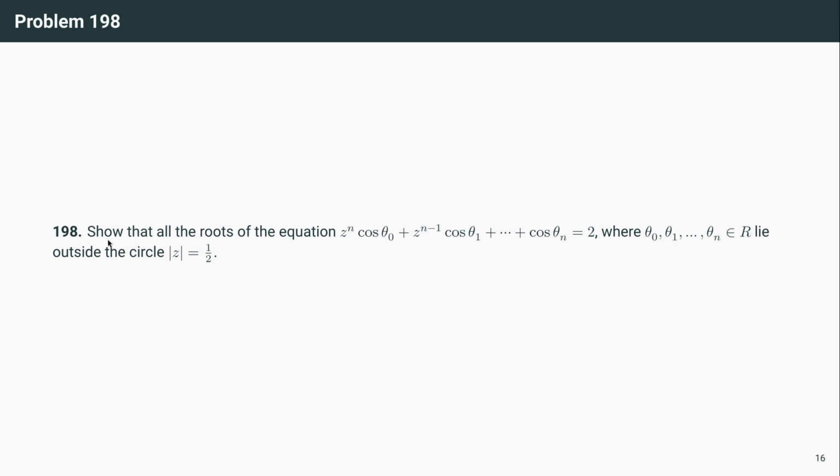Problem 198 says that show that all the roots of the equation z to the power n cos theta 0 plus z to the power n minus 1 cos theta 1 and so on up to cos theta n is equal to 2, where theta 0, theta 1, up to theta n all are in the set of real numbers, lie outside the circle mod z is equal to 1 by 2.